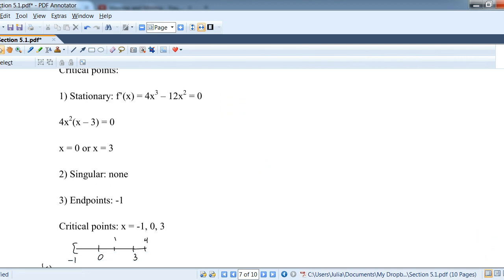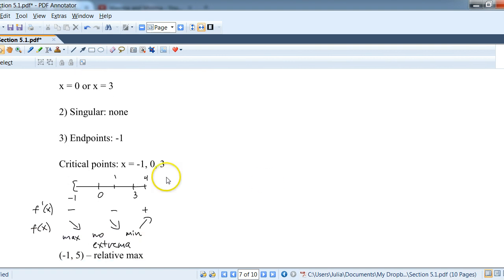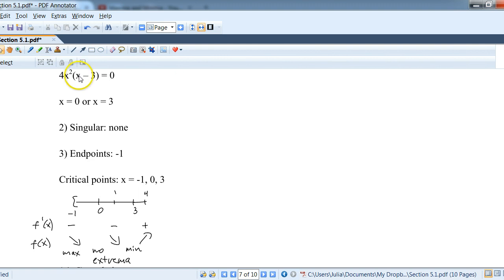So we'll keep that in mind when we do our test, but we can plot the 3 points that we have, -1, 0, and 3 on the number line, and then it actually continues from there. So -1 is the endpoint. We can just simply plug it into the factored version of the derivative. If you recall, it was 4x squared times x minus 3.